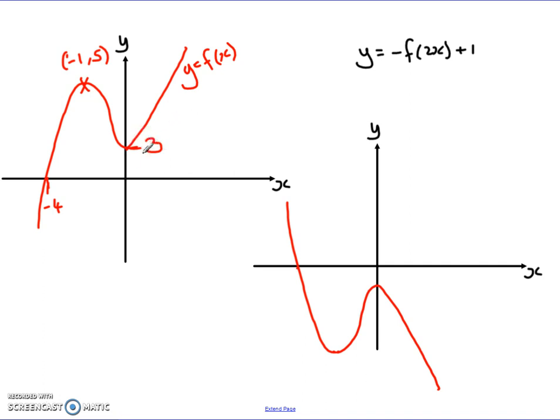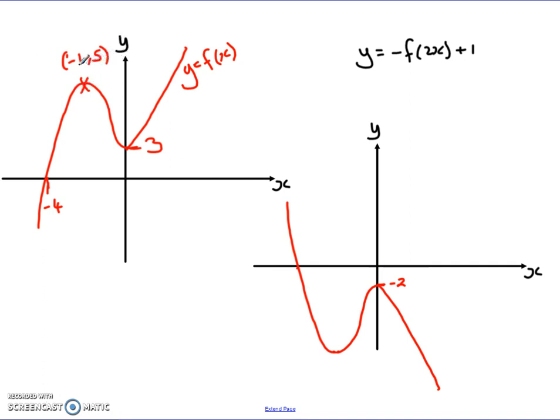Well, the first one, let's look at the 3. So nothing happens with the x transformation. That still stays on the 0. When we flip it, it goes from 3 down to negative 3. We then shift up 1, so it goes from negative 3 up to negative 2. So at this point here, it is now located at negative 2.